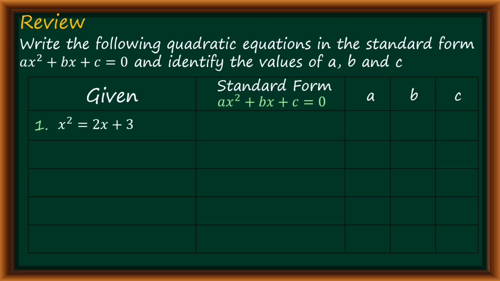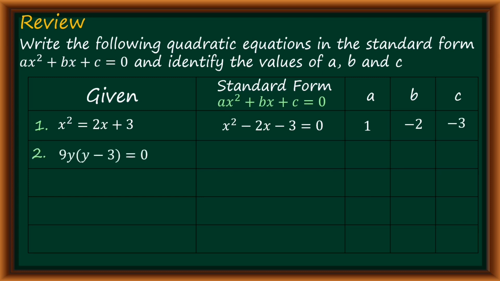Let us have number 1. x squared is equal to 2x plus 3. What do you think in standard form? Right, that is x squared minus 2x minus 3 is equal to 0, where a is equal to 1, b is equal to negative 2, and c is equal to negative 3.